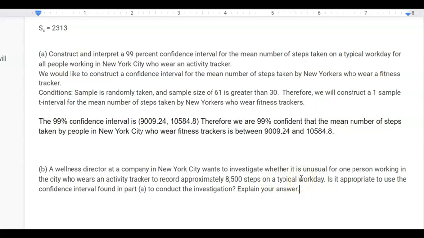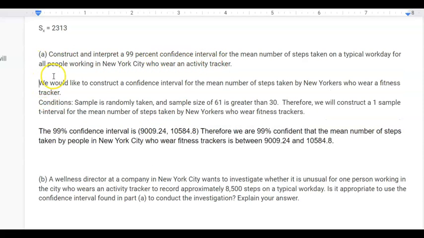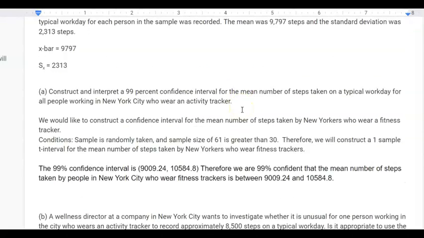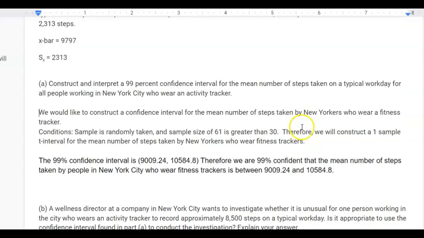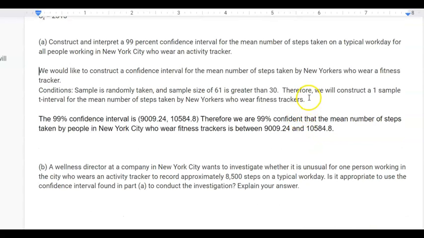But yeah, that's the short version of how to go through this. This is how you would answer a confidence interval question. We have the 4-step process here. State, then the plan with the conditions met. The 10% rule is in there as well. I probably should have mentioned that, but of course, 61 New Yorkers is obviously less than 10% of all the New Yorkers who wear fitness trackers, I would hope. So I hope this was helpful.